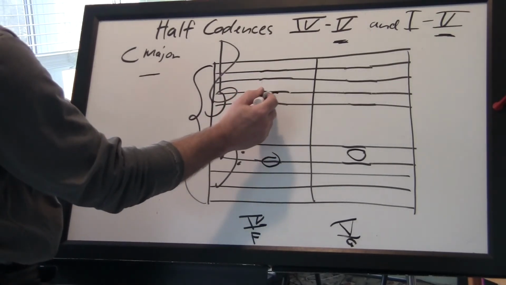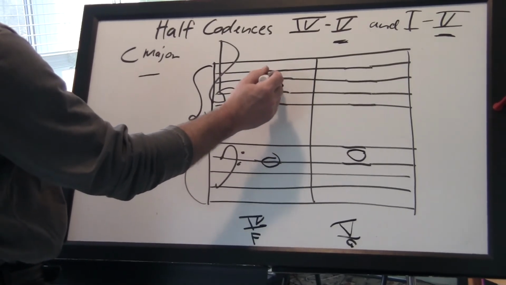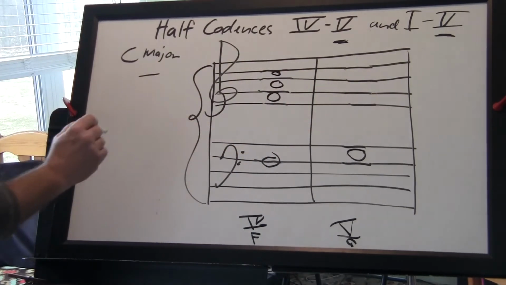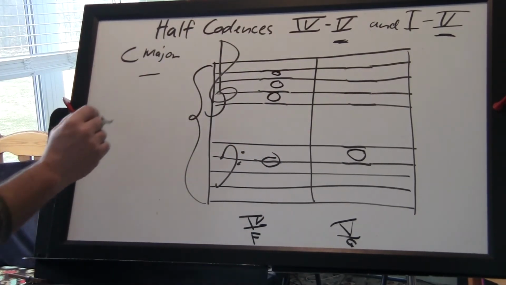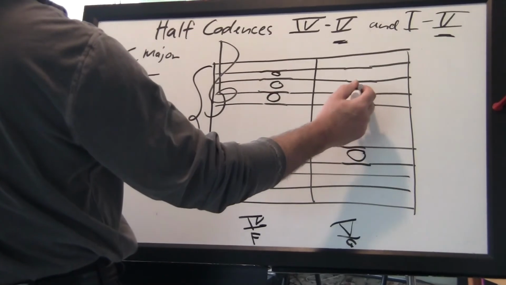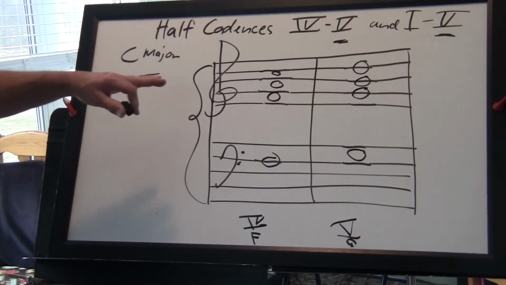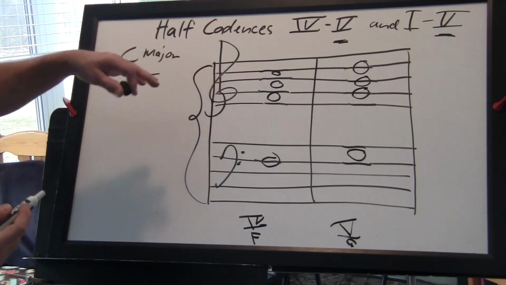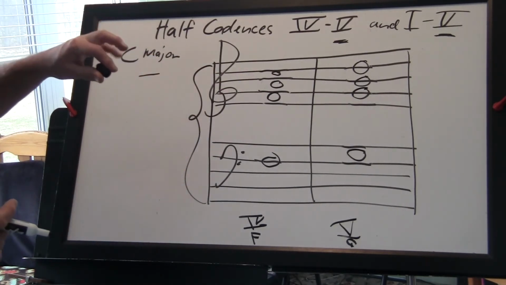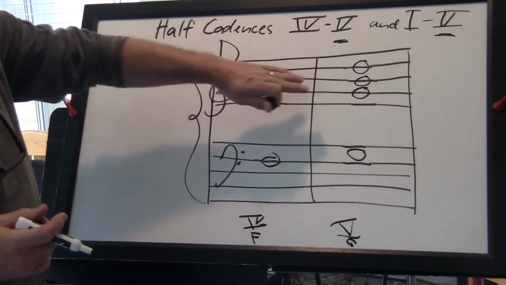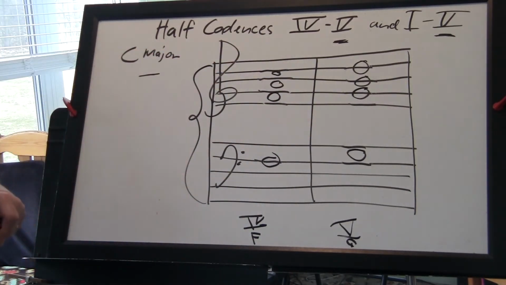The 3 notes that make up an F chord are F, A, and C, and the 3 notes that make up a G chord are G, B, and D. Now if you noticed, again following the rules of the least amount of motion possible, you find that there's no common note between these two chords.